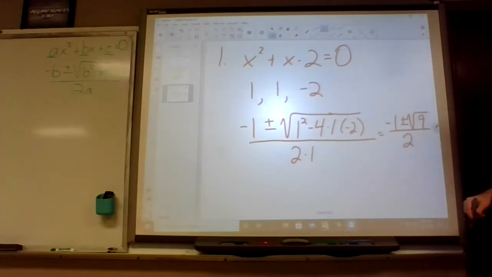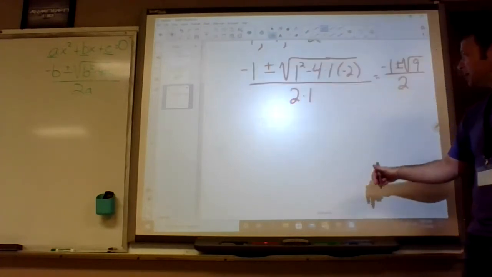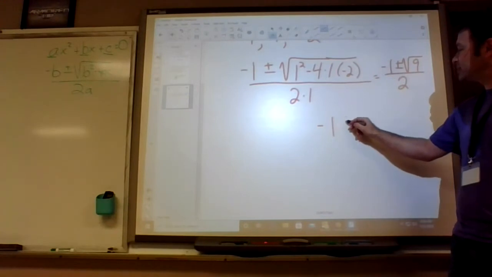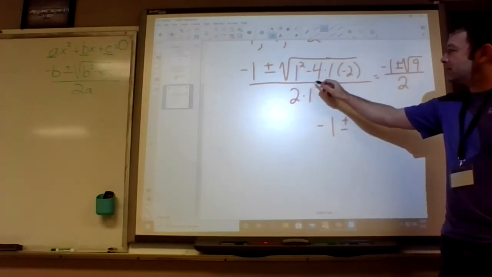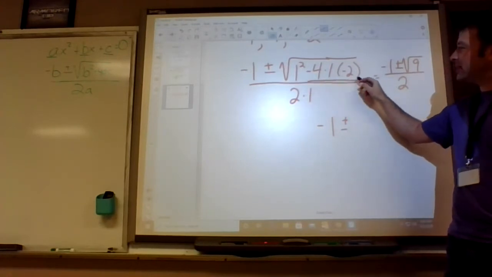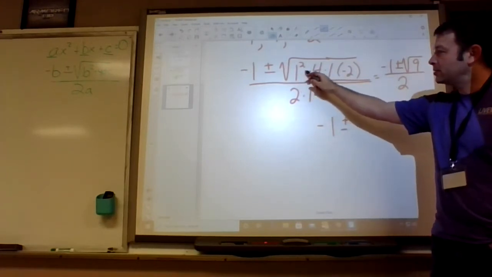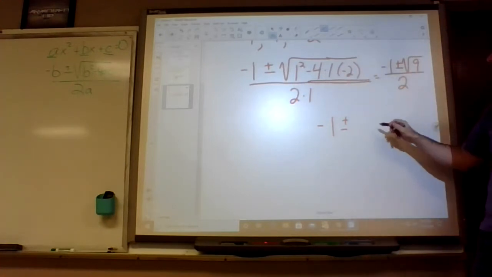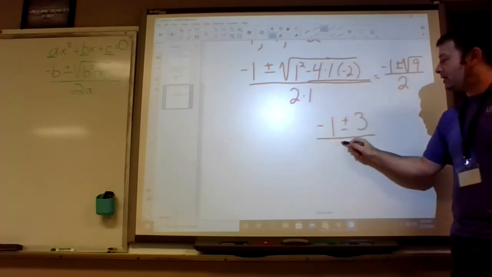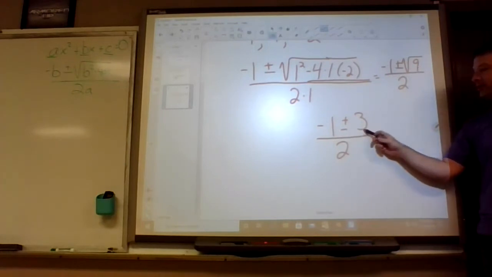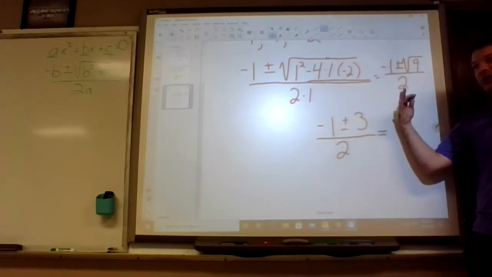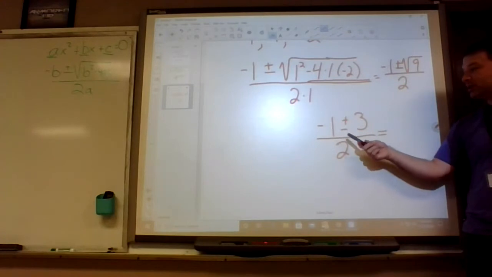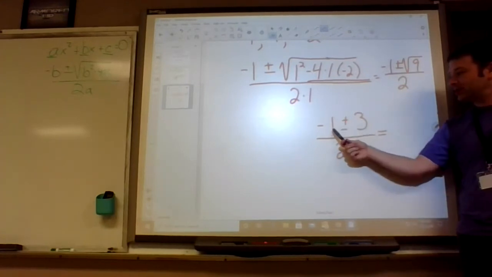What is the square root of 9? 3. Wait, is that a -9? Did you say negative? No. This basically comes out to positive 8, so it's 1 plus 8. If what's under the square root comes out to a normal rational number, you can still simplify this some more. If it was like square root of 7 or something, we would be done. But since it's a normal number, we can simplify.